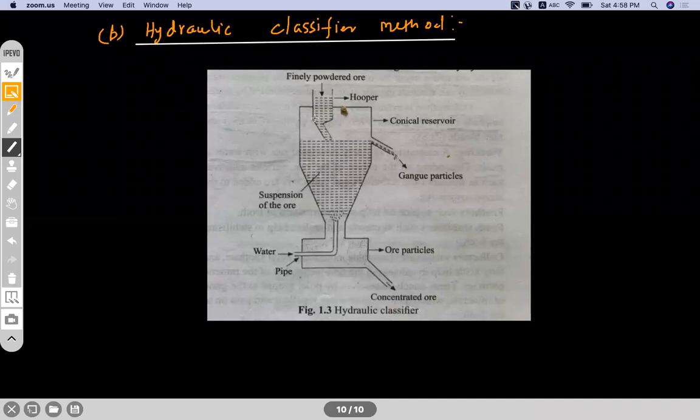There's no point in discussing all these things because you are not going to get this in the school exam. But yes, the method is this only. Understood? So just keep in mind how it works. If they frame some questions in any competitive exam, then you can answer properly, okay? The condition is the same, a difference in specific gravity will be there. The lighter gangue particles are carried away by the current of water, and heavier ore particles collect at the apex of the cone, the term that we use. Gangue particles are lighter, we will collect them from the top, from here, okay?